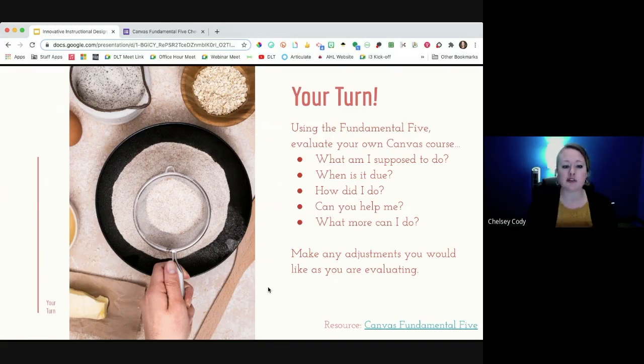So you're going to use the fundamental five to evaluate your own Canvas course. So hopefully you had a couple aha moments when you were looking at the courses before, and you can make those adjustments now.